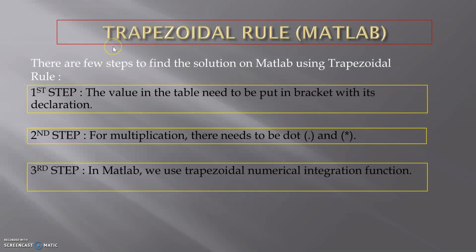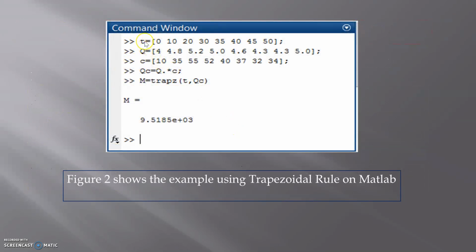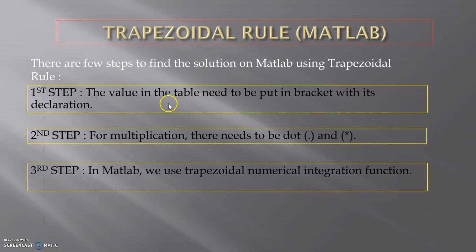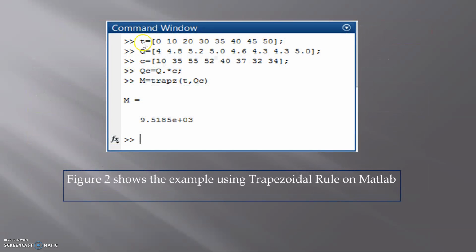Next, for the trapezoidal rule in MATLAB, there are a few steps to find the solution using the trapezoidal rule. For the first step, all the values in the table need to be put in brackets with their declaration. For example, for the time data, we must put all the data from function of 0 until function of 7 in the bracket, and we declare it with a t.